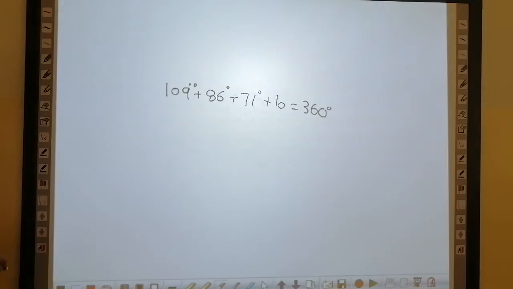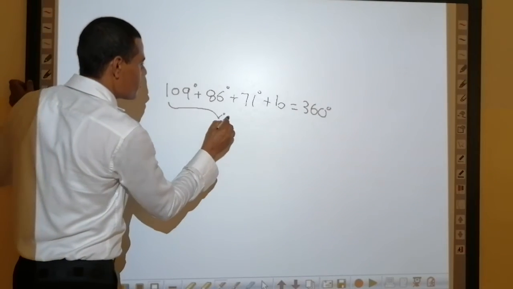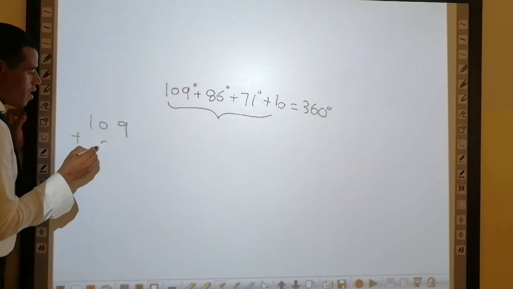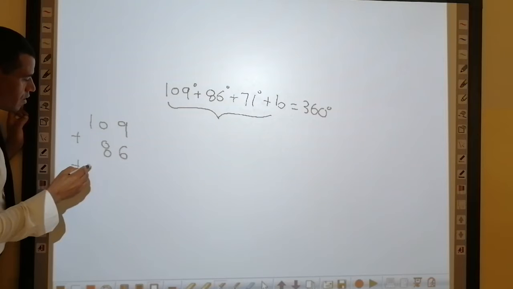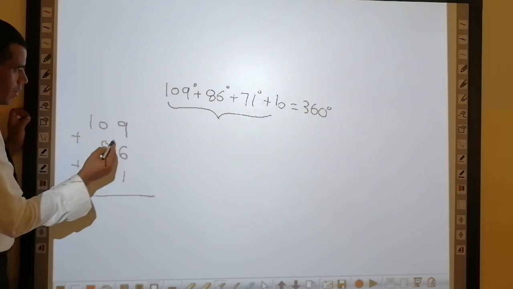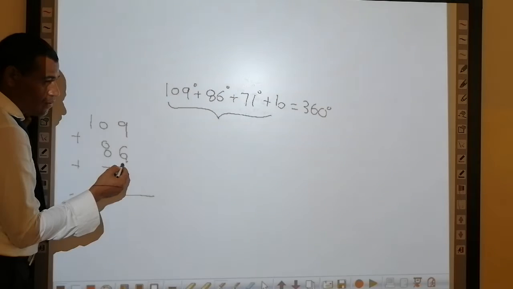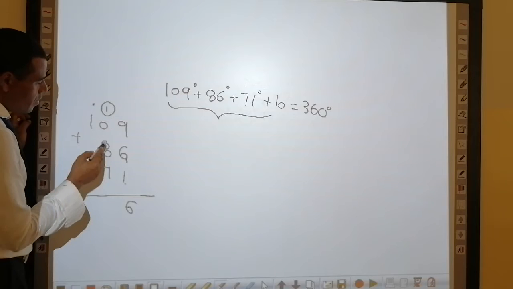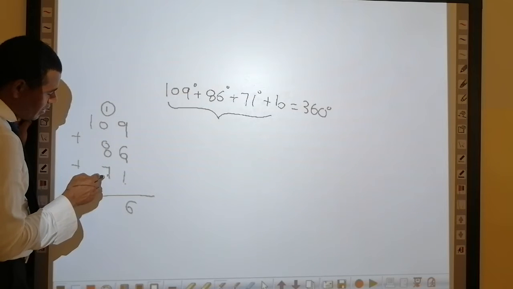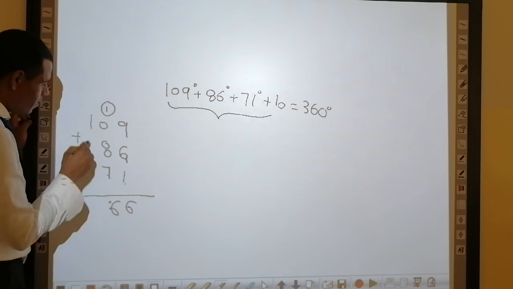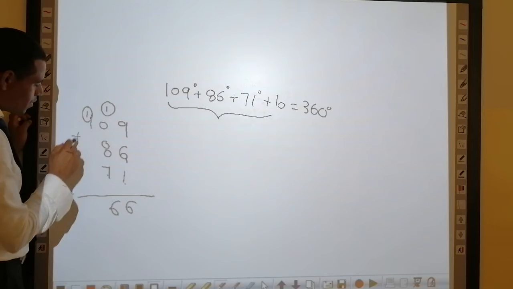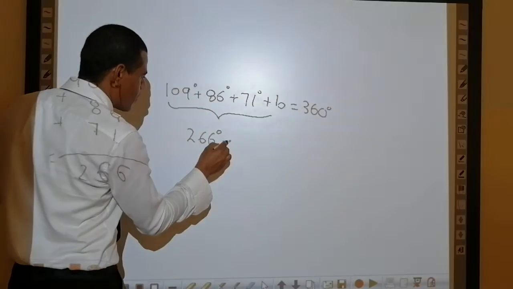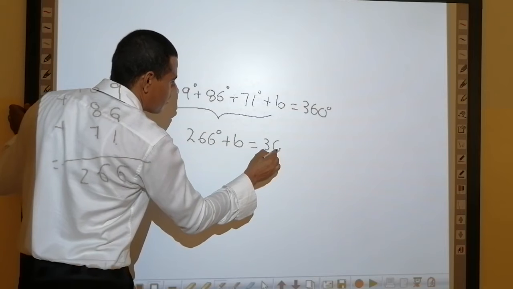Okay, we continue. I will just add all of this, my kids, to obtain: 109 plus 86 plus 71. 9 plus 6, 15, plus 1, 16. I will write 6, then carry 1. So 8 plus 7 is 15, plus 1 is 16. I will carry here 1. 1 plus 1 is 2, so it will be 266 plus B equal 360 degrees.